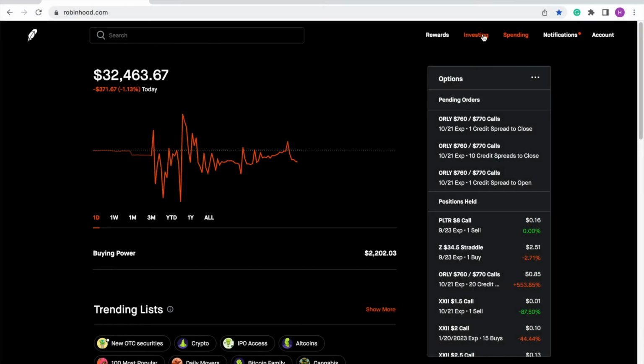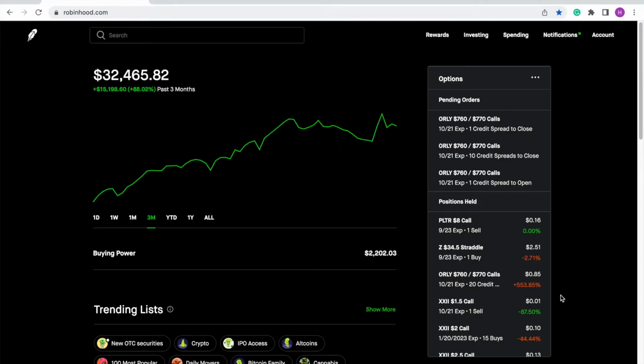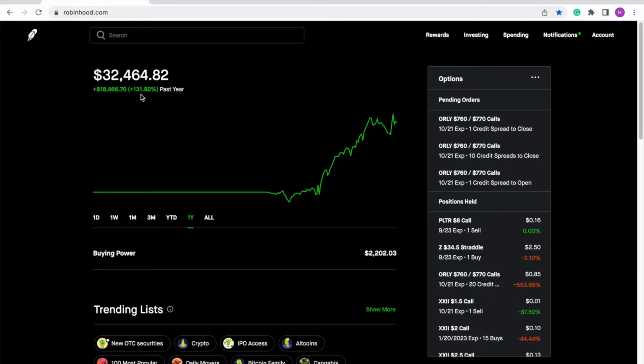This was funded with $16,000 about 3 months ago. So if we were to do the 3-month year to date, we're up 88%. If we were to do the year, we're up 131%.